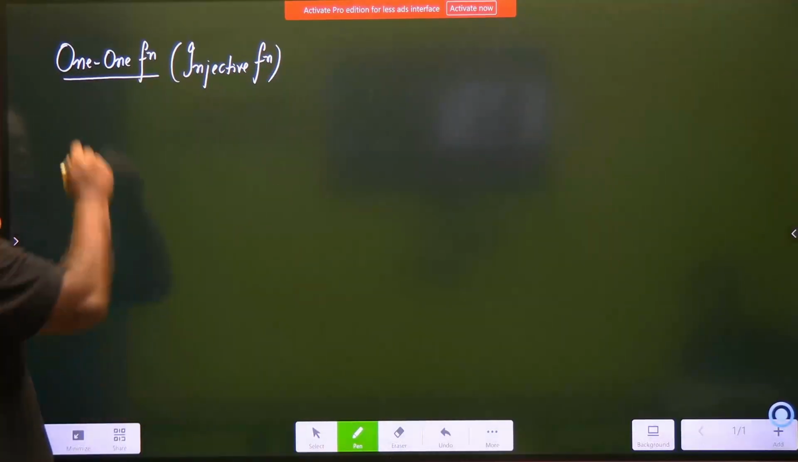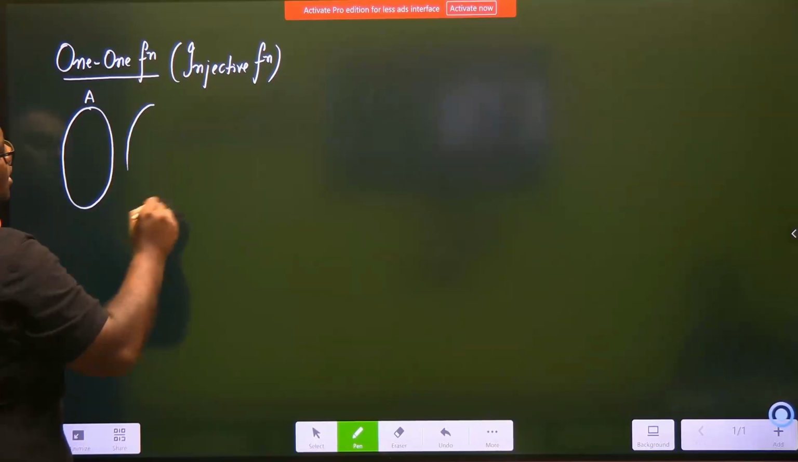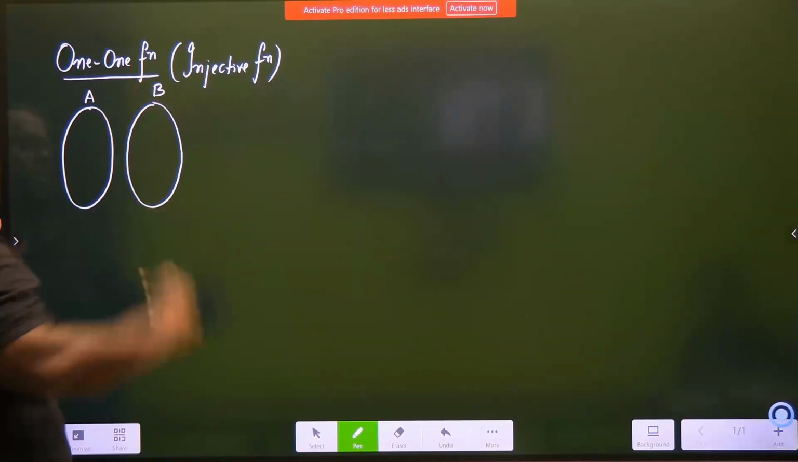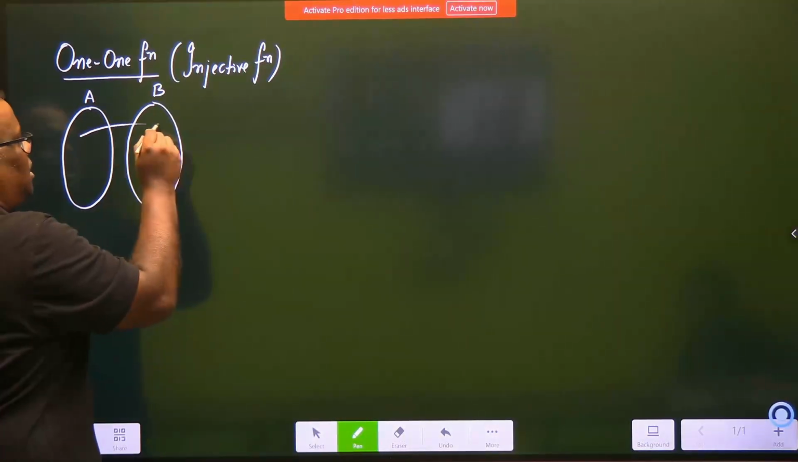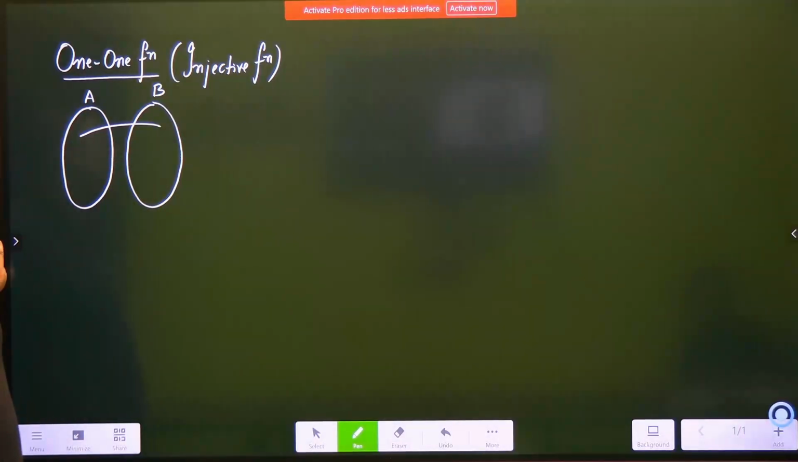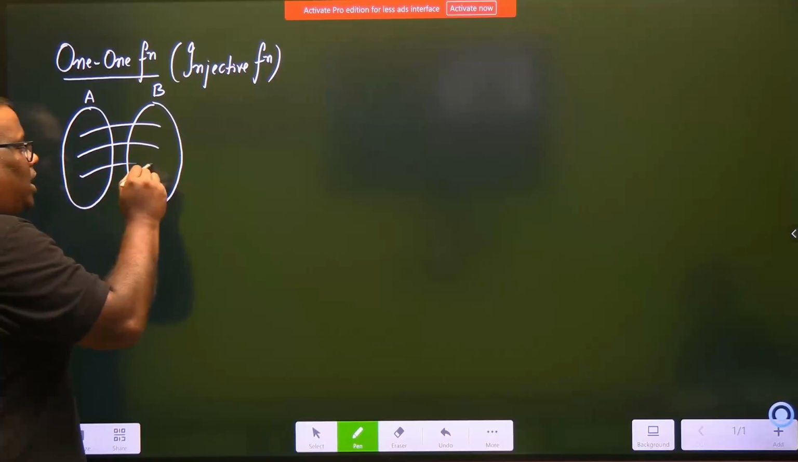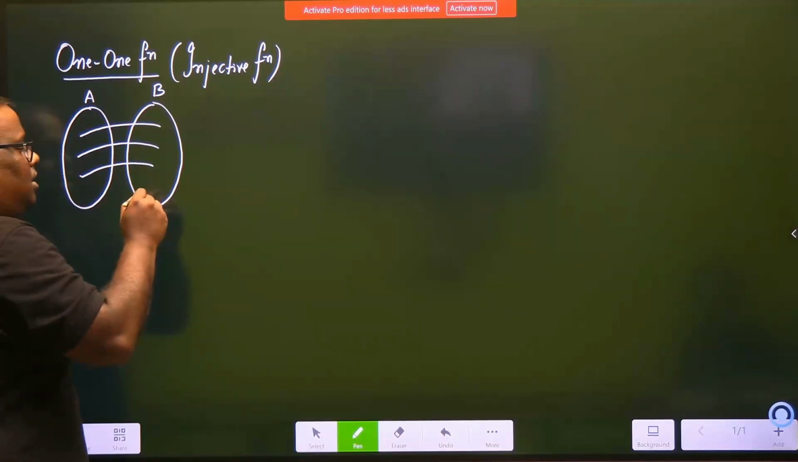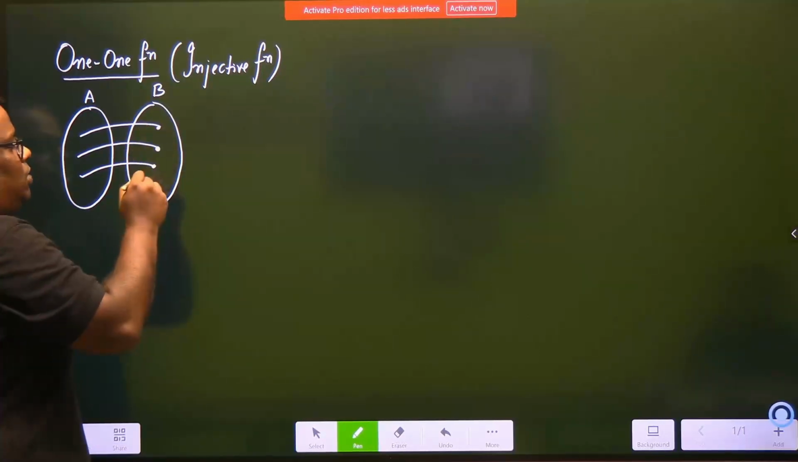A one-one function means that if you have a function which is mapping from a set A to a set B, then you will have only one-to-one mapping. Each image will have only one pre-image, and each element of the domain will be mapped to one entity only in the codomain. Okay, here children, there are some things you should understand.